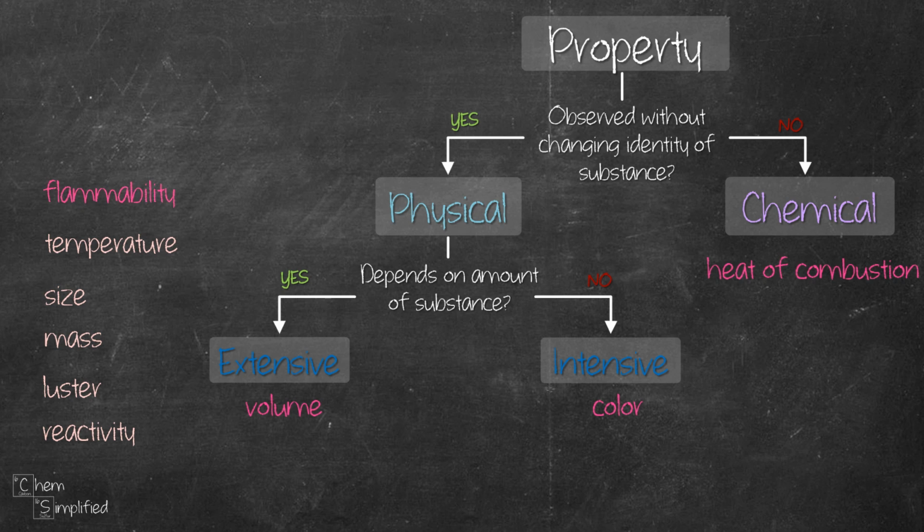Flammability is how easy something can catch on fire. In order for us to observe that, the substance will become something else when it catches on fire. That makes it a chemical property, since its chemical identity will change.